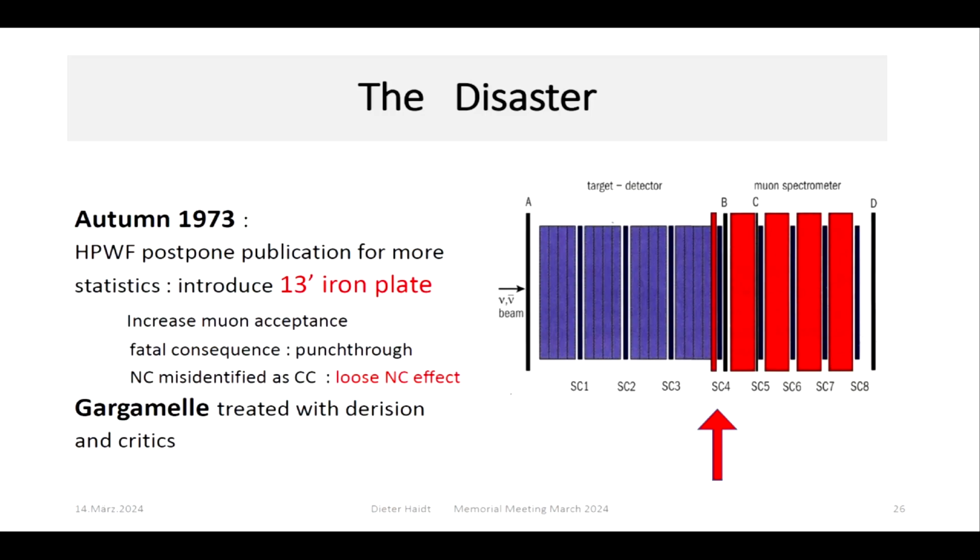Now, his belief to be right lasted only a few weeks because the HPW collaboration decided to postpone their publication and to make further runs to get more statistics. In order to do that, they introduced a 13-inch iron plate. Indeed, they got a bigger acceptance of muons, therefore a bigger number of events, but unfortunately, they lost the neutron current effect. And from that moment on, almost the rest of the world was saying, somebody must be wrong, it must be Gargamel. So we were treated with derision and with critics.